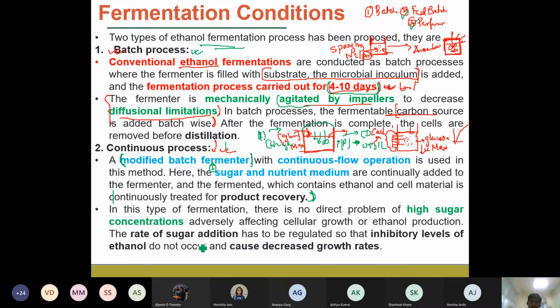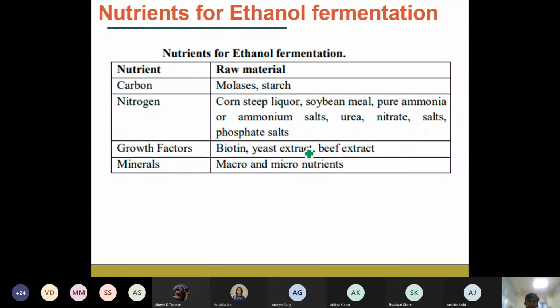Like we have seen, the rate of sugar addition has to be regulated so that inhibitory levels of ethanol do not occur and cause a decrease in growth rate. So this step is very important: at what rate should both the substrate and the product be added. Now, what substrates have you seen? The role of each substrate is very important.